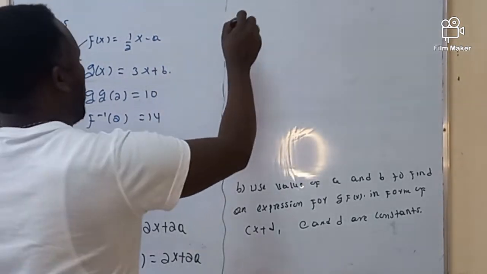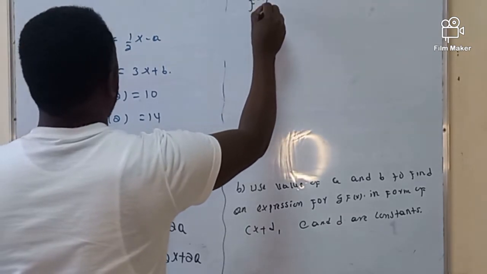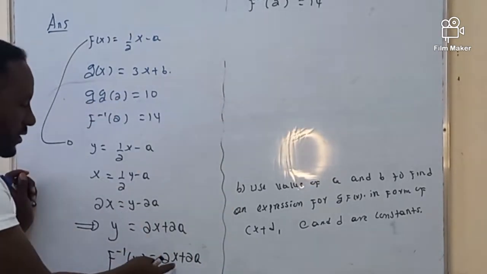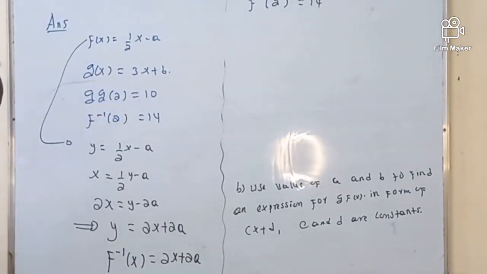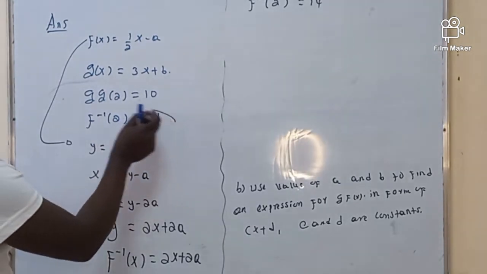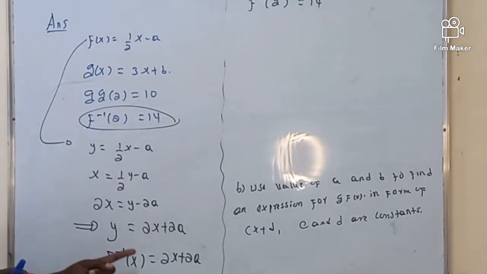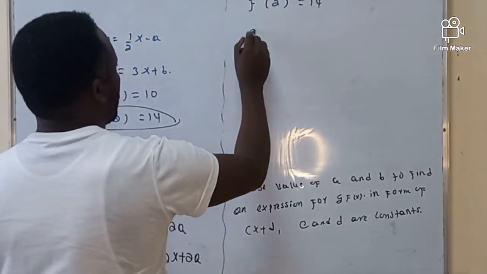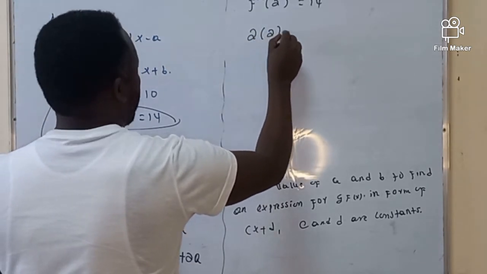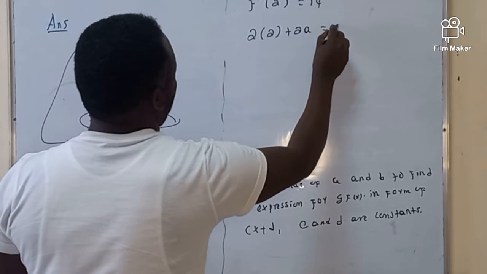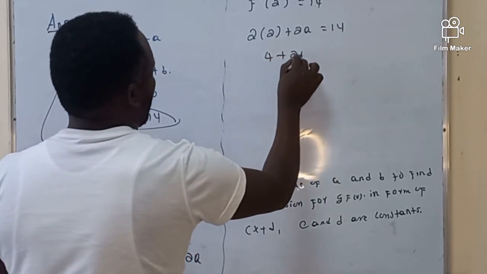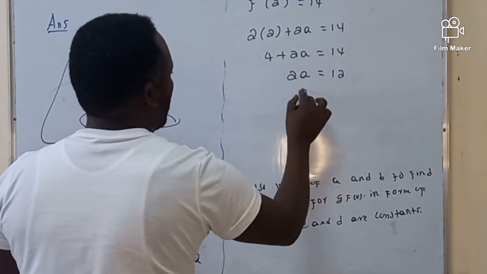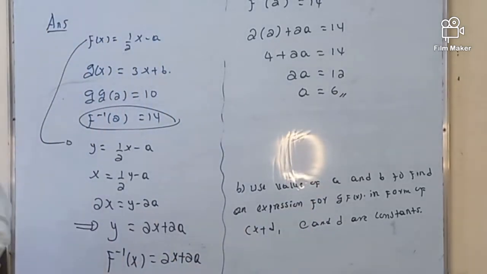Now from here, f inverse of 2 is given, that is 14. So you have to plug 2 in place of x in the inverse function. The given information just shows that you have to plug 2 in place of x in the inverse function. So that will be 2 times 2 plus 2a, and that is going to be 14. Then this is 4 plus 2a, which is exactly 14. Then 2a will be 12. A will be 6. This is the value for a.